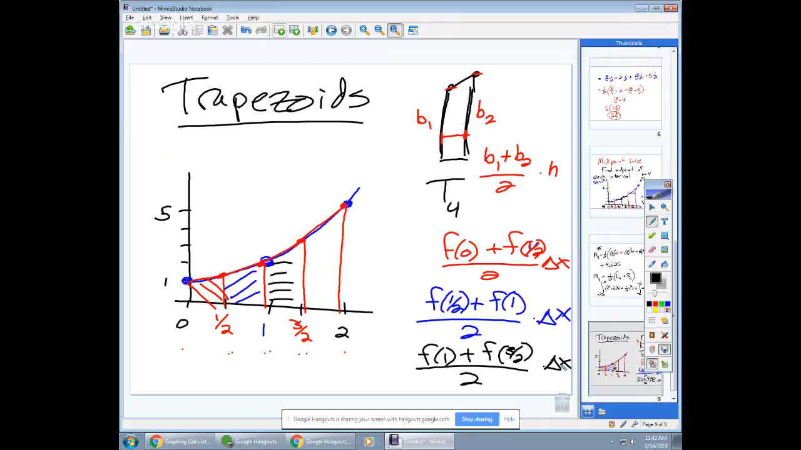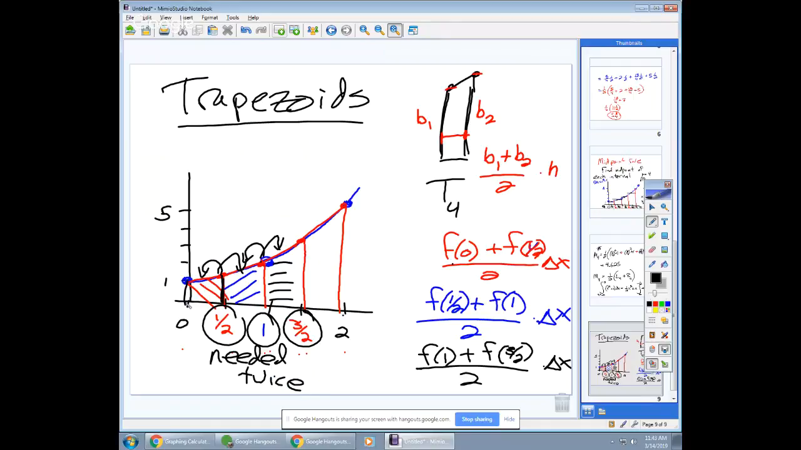So what ends up happening is f of 0 only got used once, but f of 1 was needed for that interval, and it was needed for that interval. It got used twice. The third function value, it was needed here and there. So pretty much all of the middle x values are needed twice. And the last two are only needed once each.